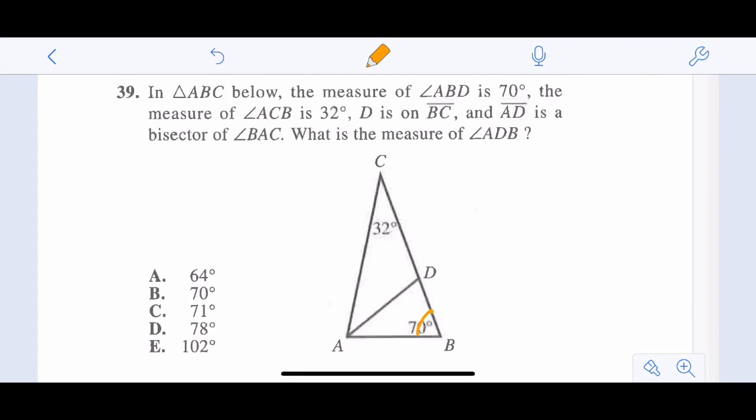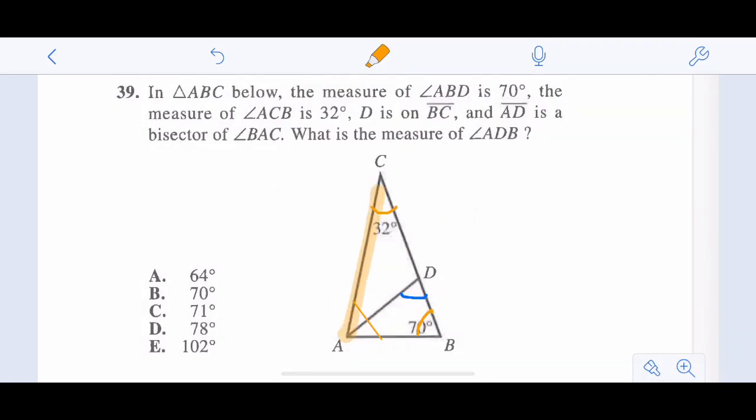ABC below, the measure of ABD is 70, okay? The measure of ACB is 32. D is on BC, and AD is a bisector of BAC. Okay, AD is a bisector of BAC, so it cuts this angle in half. What is the measure of ADB? So we ultimately want to know, what is this angle?